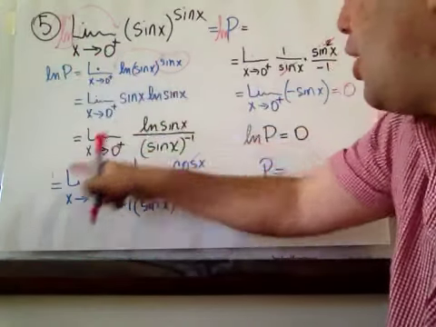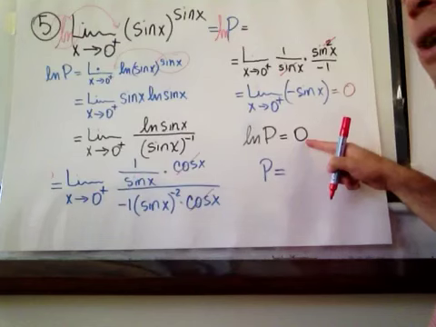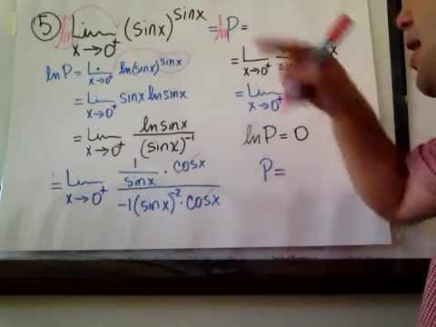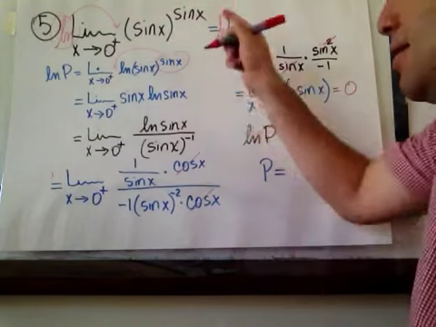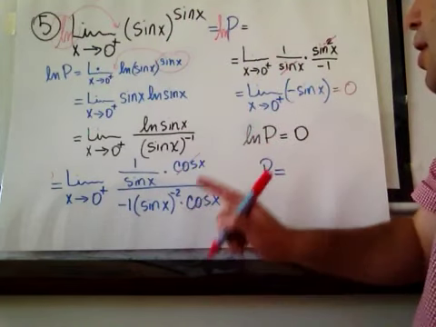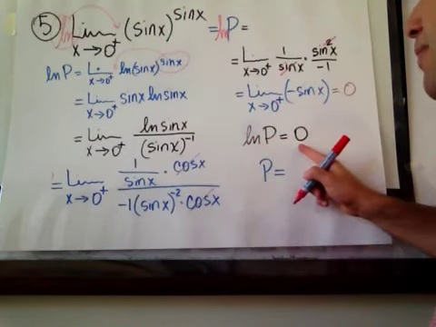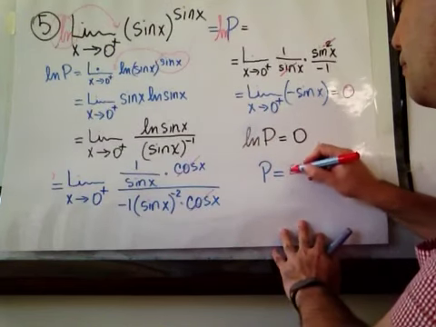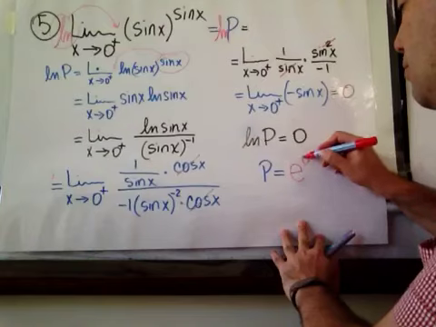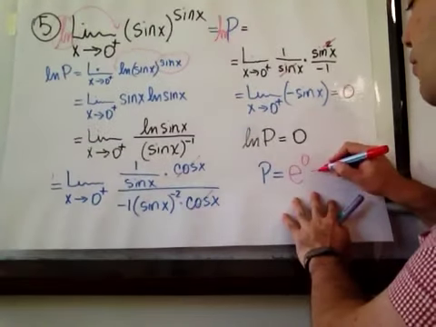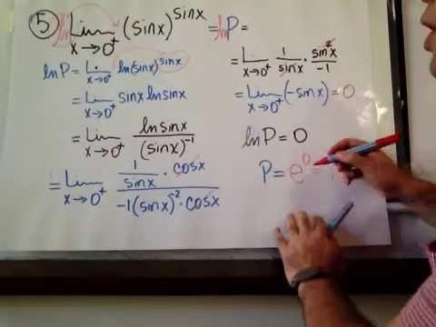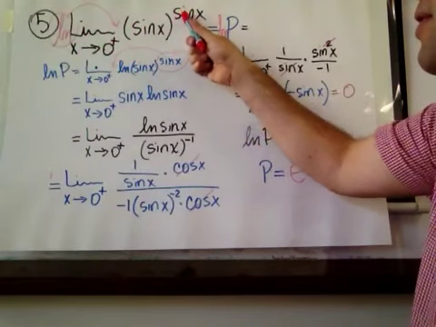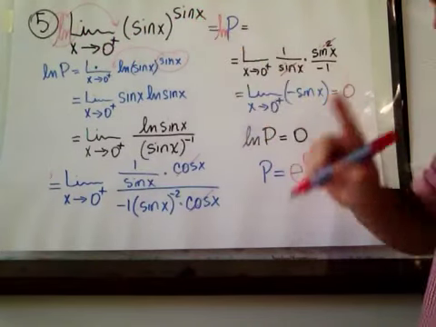So the natural logarithm of p is 0. But I don't want the natural logarithm of p, I want p, the original limit. Well, this is in logarithmic form. Let's put an exponential. The base is the number e to the power of 0, and that's 1. So the limit as x approaches 0 from the right of sine of x to the power of x is 1.